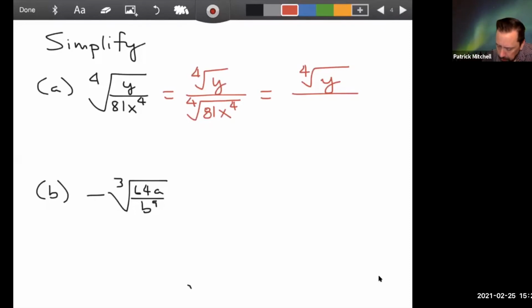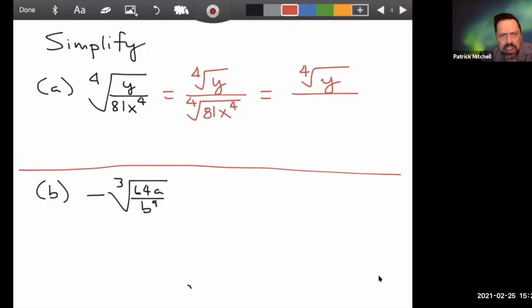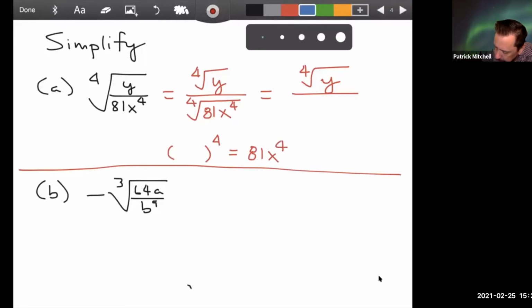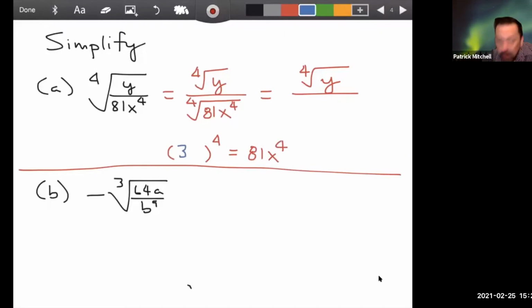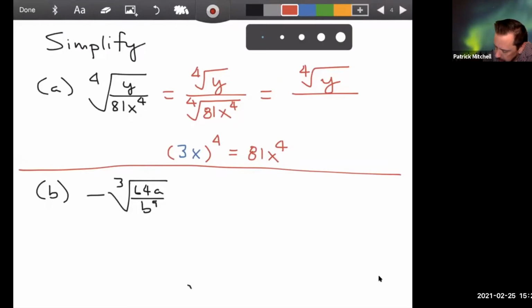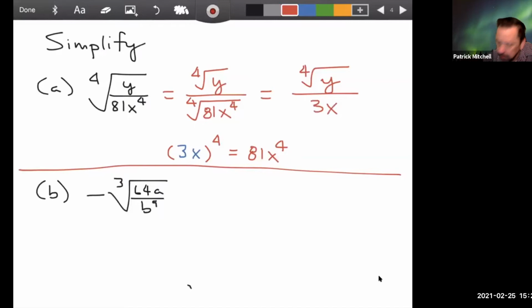Let's do a quick little review. I think that was in the last section. Or no, it was in section 10.1. The fourth root of 81x to the fourth is a mystery expression such that when you fourth power it, you get 81x to the fourth. Well, the number part of that would be 3. And the variable part of that would just be x, right? And that's why the fourth root of 81x to the fourth is 3x. So the answer they're looking for here is the fourth root of y over 3x.